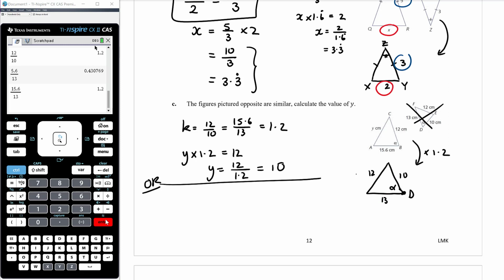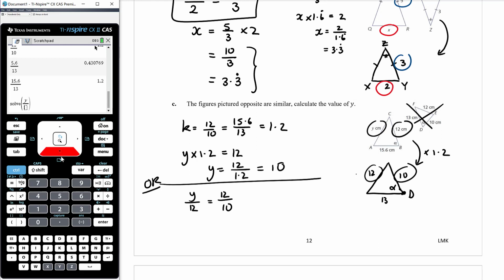All I would be doing would be saying y divided by 12, one side length divided by its corresponding side length, is the same as 12 divided by 10. Or you could use 15.6 divided by 13, it doesn't matter, it'll give you the same result. Then I could get my CAS to solve this equation: y divided by 12 equals 12 divided by 10, solve for y, and it tells me that y is 72/5, which as a decimal is 14.4.